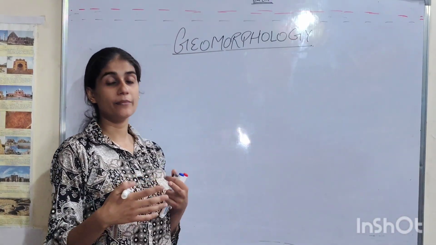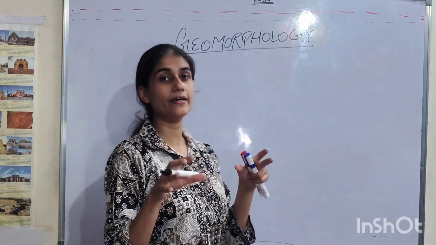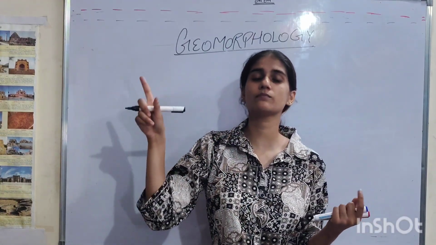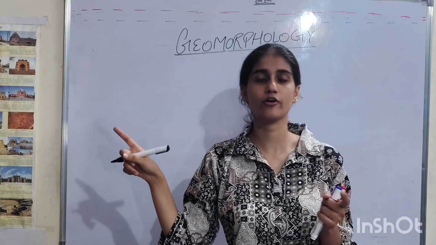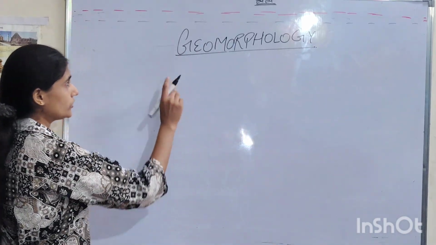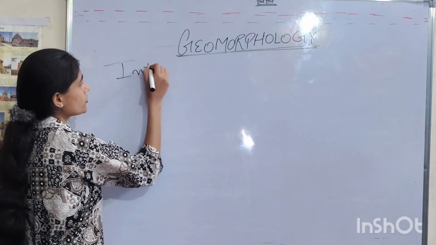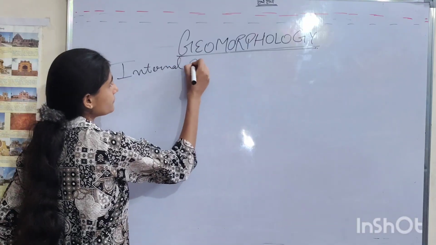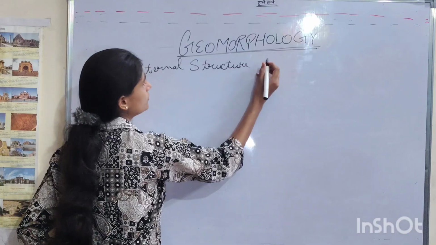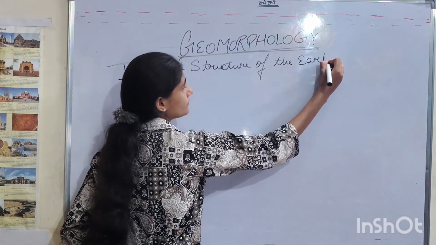Next we have the development of landforms. How the landforms have developed, or how Earth is from inside and how it looks from outside, from the inner core to the outer magnetic field which exists up to the height of 36,000 kilometers. We'll see all those things. Now let's start with the first thing in geomorphology, that is the internal structure of the earth.